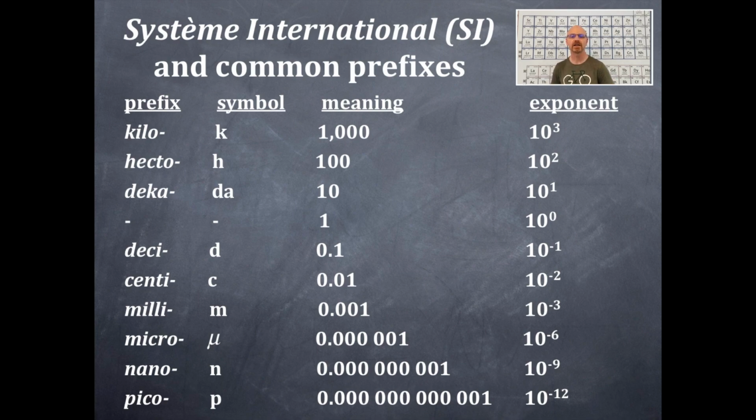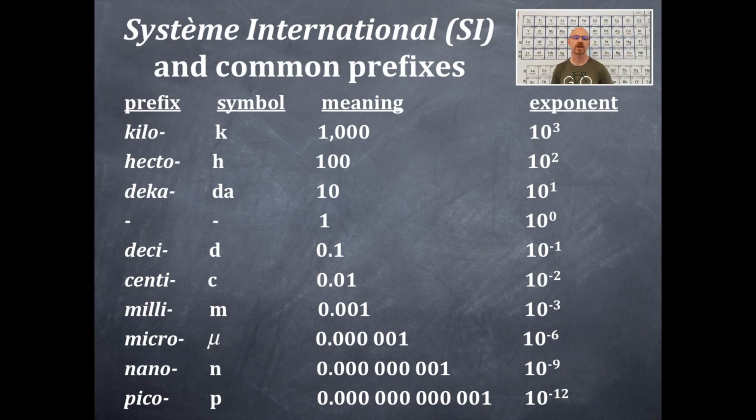You see kilo, the k, that means 1,000, and that's times 10 to the 3. Hecto is 100, and that's times 10 to the 2. Deca, da, is 10, and that's times 10 to the 1. Then there's nothing for times 10 to the 0. There's deci, and that's moving the decimal over in the opposite direction, and that's smaller, and that's times 10 to the negative 1. There's centi, that's 0.01, in the hundredths place, and that's times 10 to the negative 2. There's milli in the thousandths place, times 10 to the negative 3.